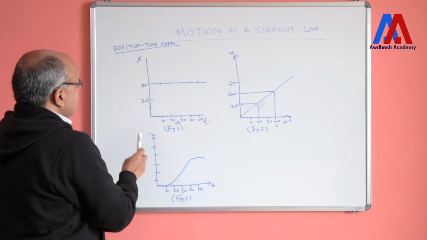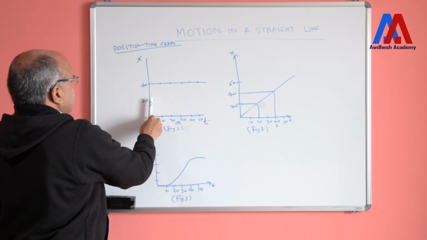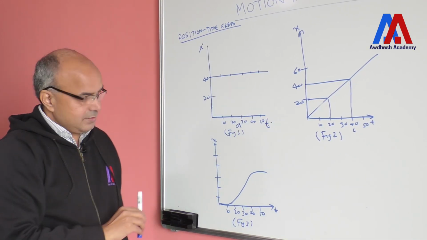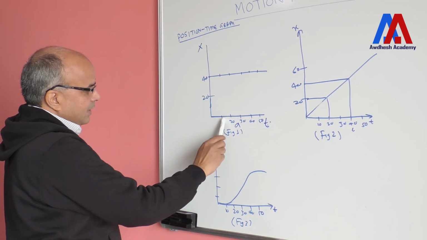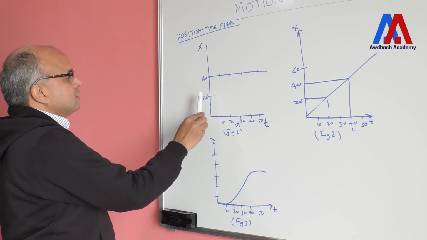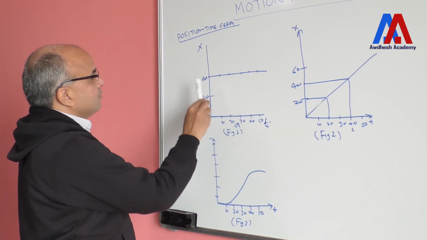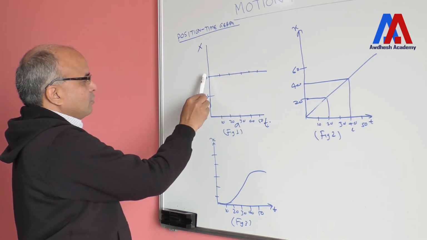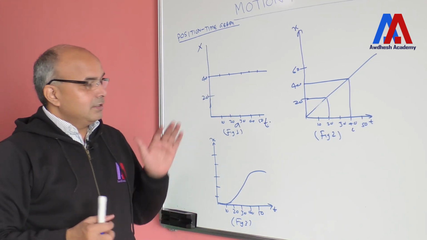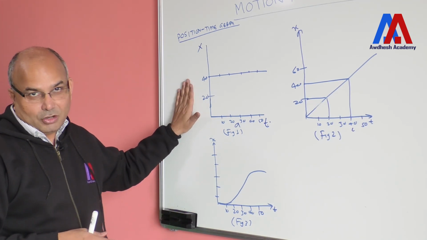Let us take the first graph. In the first graph, the position is represented on the y-axis, and the time is represented on the x-axis. We see that the time is 10 seconds, 20 seconds, 30 seconds, 40 seconds, 50 seconds, and the distance is 20 meters and 40 meters. Here we see that while the time is moving, the position of the particle is the same. That means it continues to be at only 40 meters. What does it mean? It means that the particle is not moving, the object is not moving. So this is a graph of a stationary object.